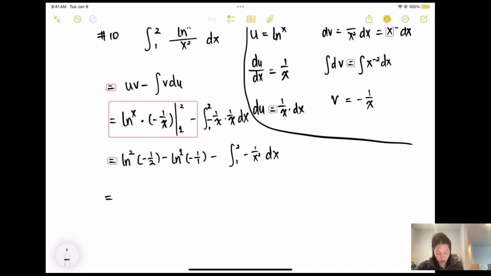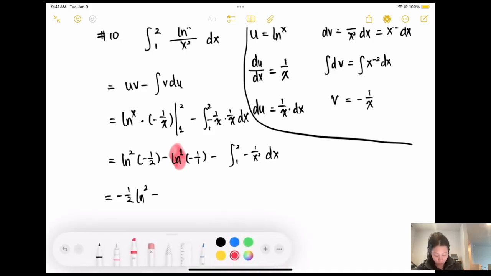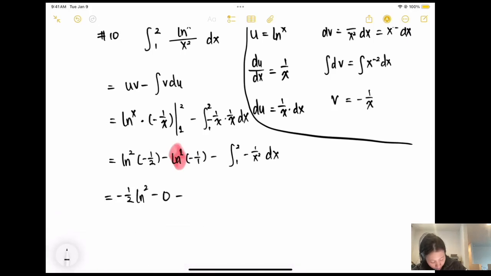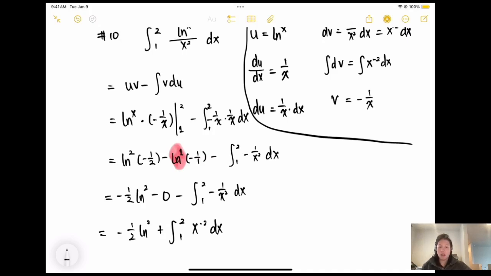So now let's take a look. This one is equal to negative 1/2 ln of 2 minus this part, because this part is equal to 0. So that means this whole term, 0 multiplied by everything, equals 0. So basically it's minus 0. Now we can do the integration. Let me clean this up a little bit. We can pull out the negative sign, so this becomes addition, x to the negative 2 dx.